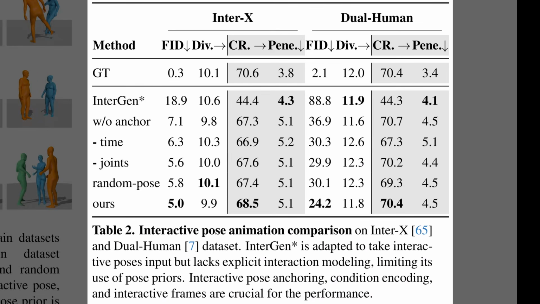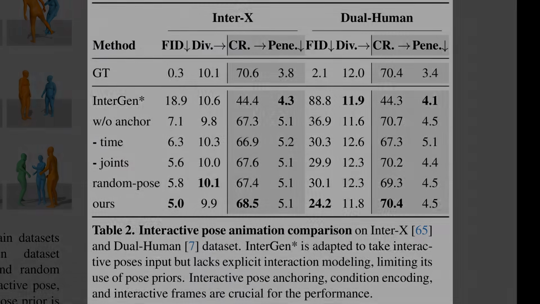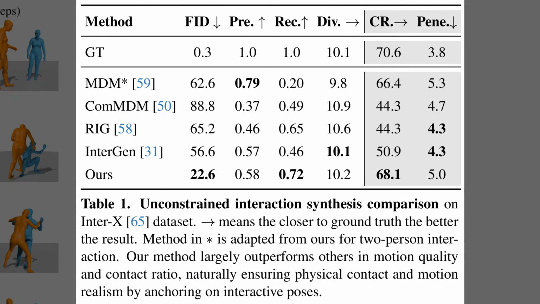So the previous figure showed image-based results. Table 2 compares interactive pose animation across InterX and dual human, and the anchored method leads. Ours scores FID about 5 on InterX and 24 on dual human, with contact ratio near 69% and 70%, while penetration stays around 5 centimeters or less. Removing anchoring, time encoding, or joint conditioning degrades quality, and the adapted intergen yields much lower contact ratios.